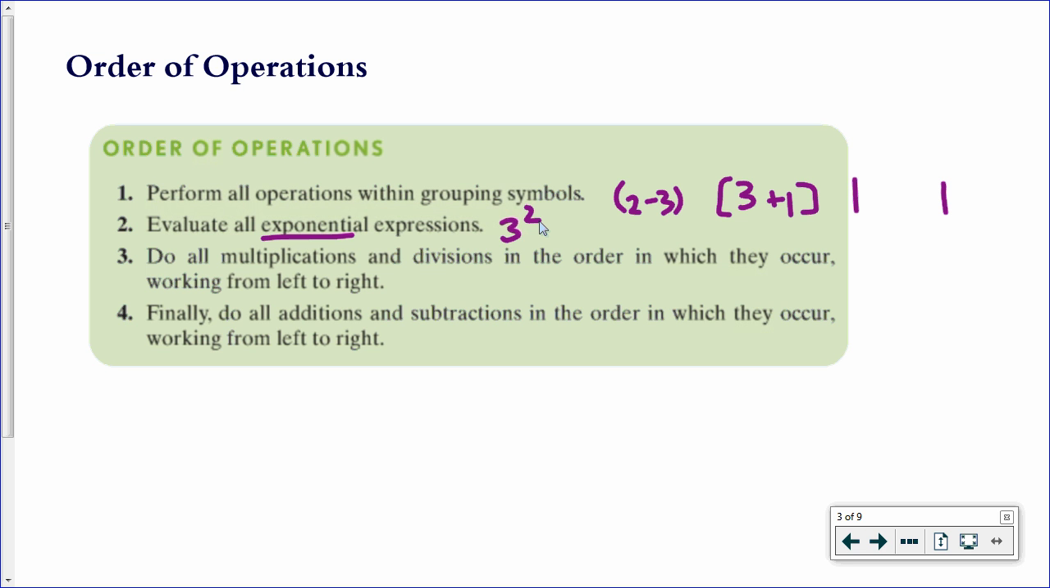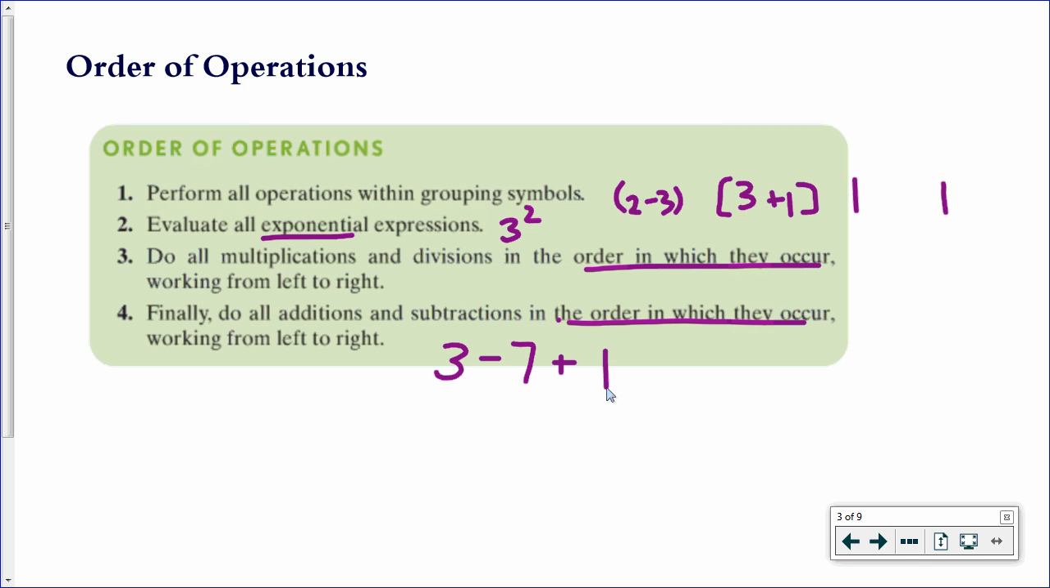And then you're going to do any multiplication or division that's there in the order in which they occur from left to right. Okay, so all multiplication and division will happen at the same step, step 3. And then fourth, all additions and subtractions also in the order in which they occur from left to right. So this is a common misunderstanding that if you have something like this, you're supposed to do the addition before the subtraction. That's incorrect. You are indeed supposed to just go from left to right once you're down to additions and subtractions. So in the order in which they occur.